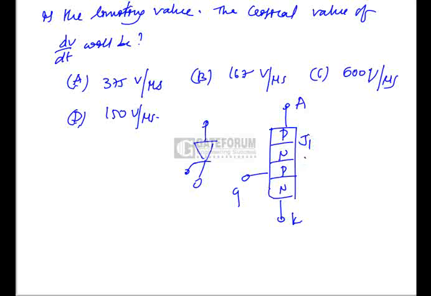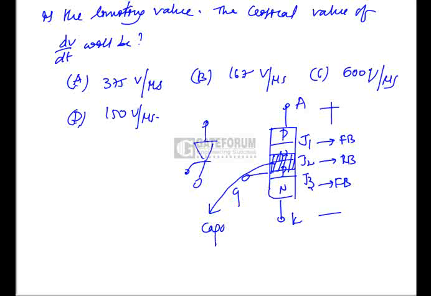There are 3 junctions, J1, J2 and J3. Okay, when anode to cathode voltage is positive, J1 will act as forward bias, J3 will act as forward bias and J2 will act as reverse bias. Now if this is acting as reverse bias, this does not allow current flow through the thyristor. This is just like an insulating material.